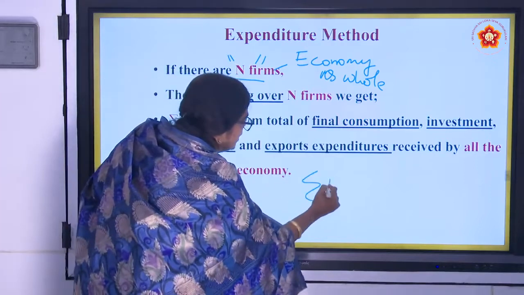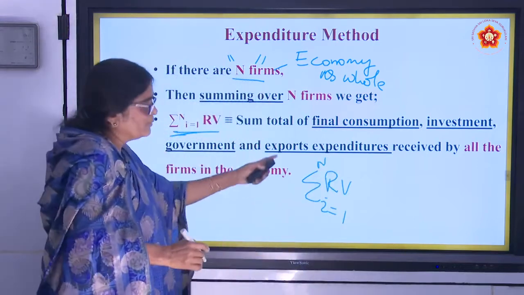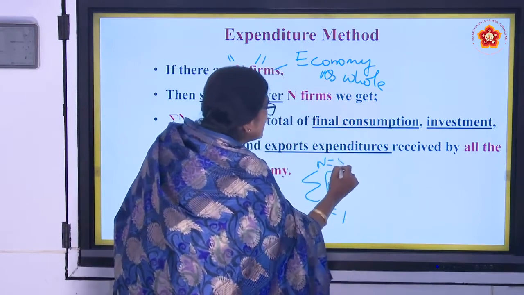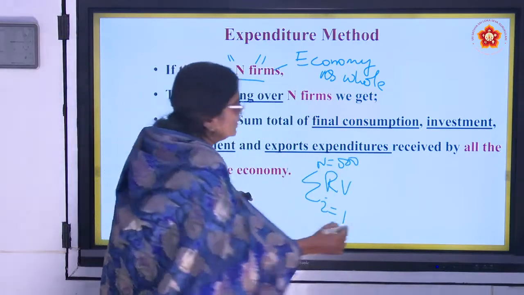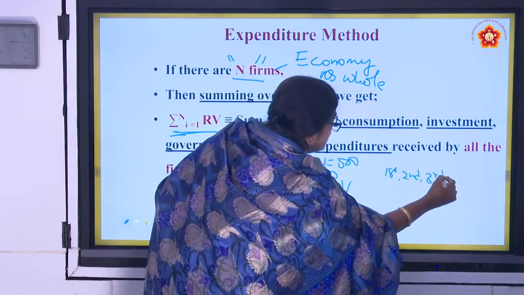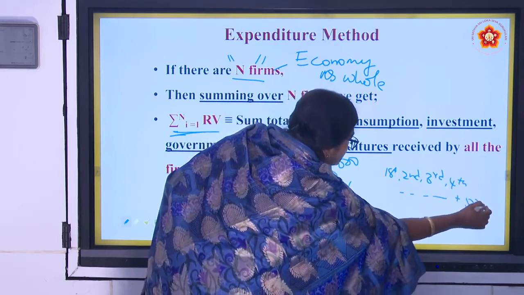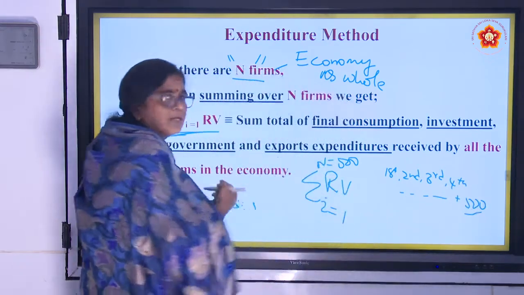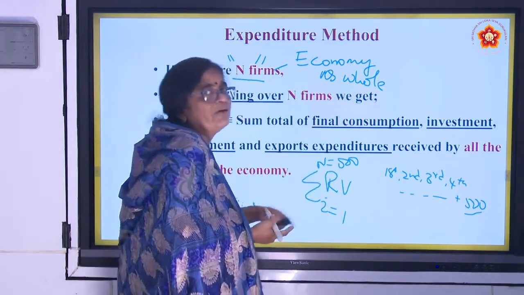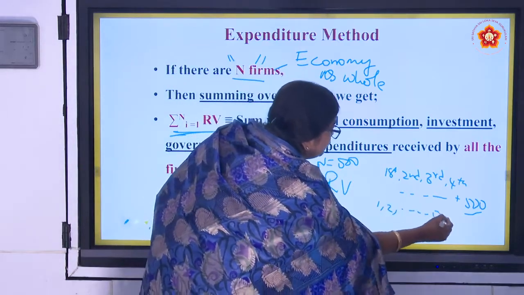What is the meaning of i equals 1 to N? N may be 500 firms. How do you write it? First firm, second, third, fourth firm, like that, up to 500 firms. Therefore, N may be 500 firms, or 5000 firms, and maybe 50 firms also. If it is 50 firms, you will say first, second, third, up to 50 firms.